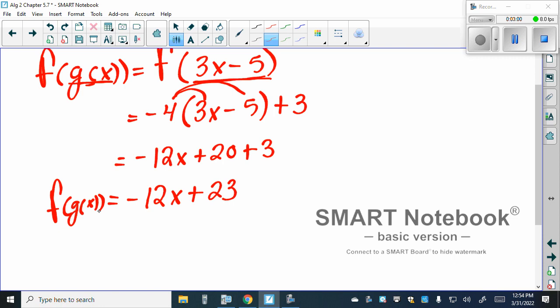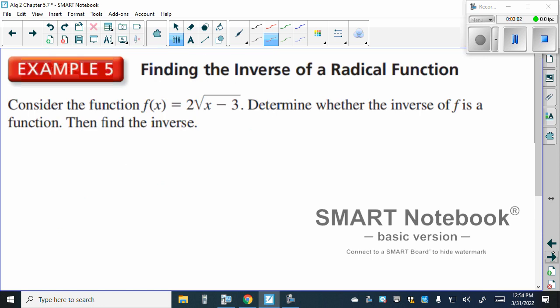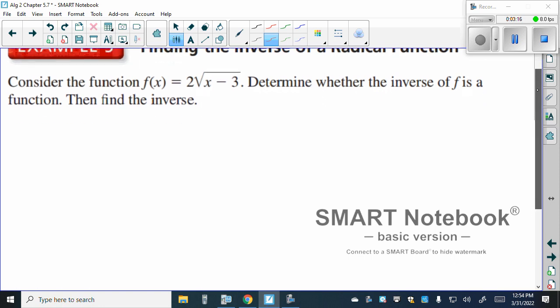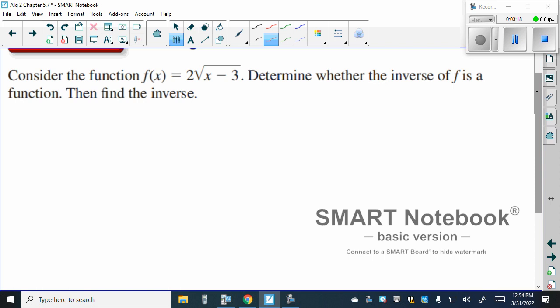All right, guys. We're going to finish up the lesson today. We're going to finish up finding a few inverses and then determining if two functions are inverses of each other. Now this first one here, consider the function f of x equals 2 times the square root of x minus 3. Determine whether it's invertible, then find its inverse.